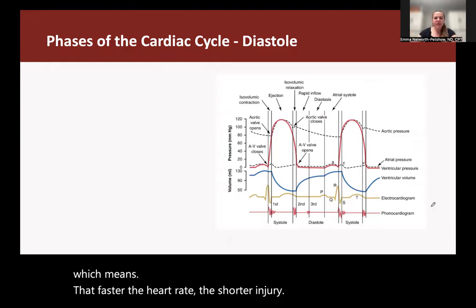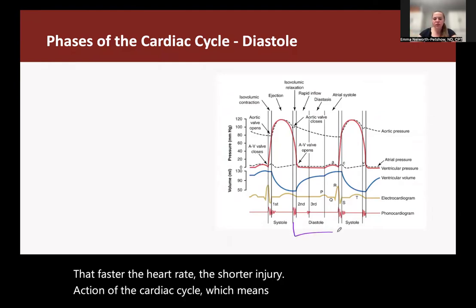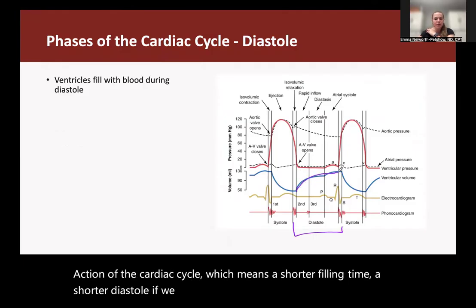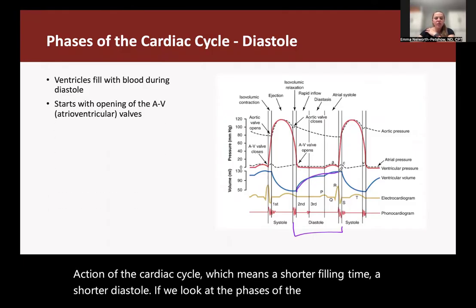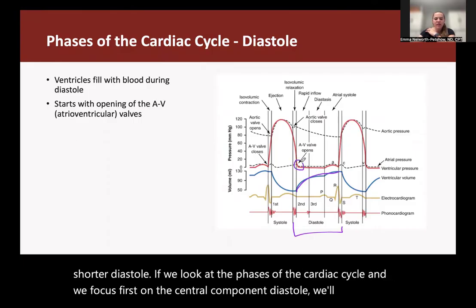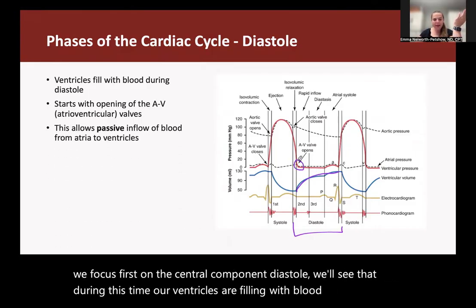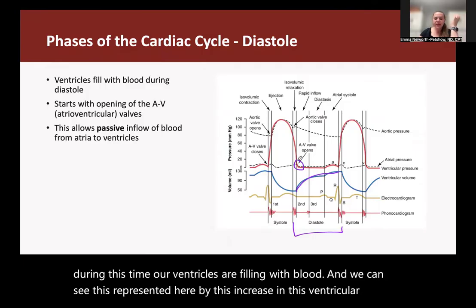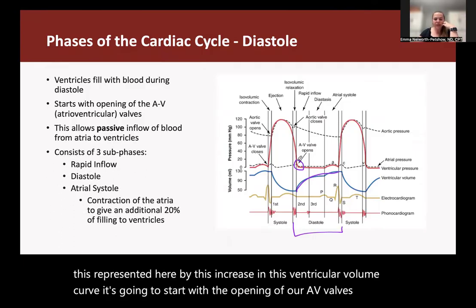If we look at the phases of the cardiac cycle and we focus first on the central component, diastole, we'll see that during this time our ventricles are filling with blood. And we can see this represented here by this increase in this ventricular volume curve. It's going to start with the opening of our AV valves. That's when it's going to start because then filling can happen. And that allows for passive inflow of blood from the atria to the ventricles.